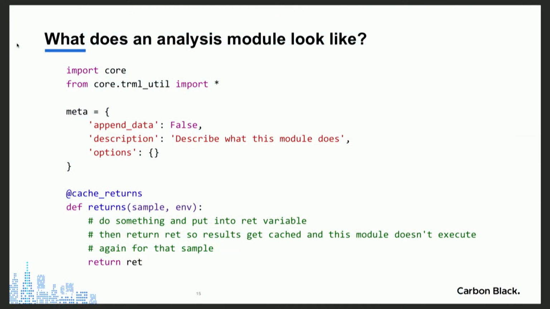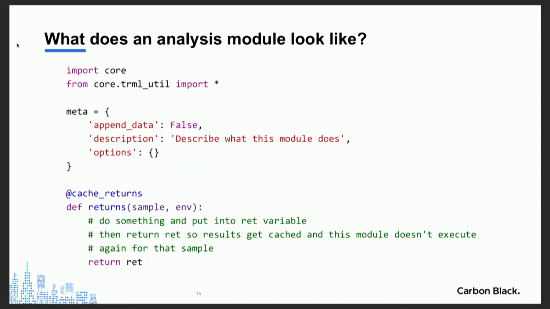So this is an example of a blank analysis module. This is all you have to do to get a module started. There's some boilerplate up top, and then the meta field is more or less just for the front end to display to whoever's using it if they want to launch a particular analysis and they want to pick which modules they're using and they get a description of that. But at the bottom, we're implementing cache returns and then the single function.